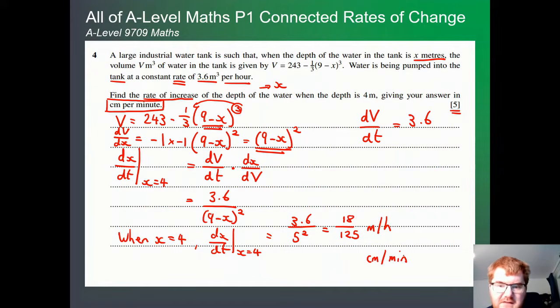So when you think about what we're going to do to the units here, in order to get this unit, we need to go from meters to centimeters, so I'm going to times by 100, and then to go from hours to minutes, we need to divide by 60. So very sneaky. We take our 18 over 125, we times by 100, divide by 60, and then we get our final answer as a decimal of 0.24.